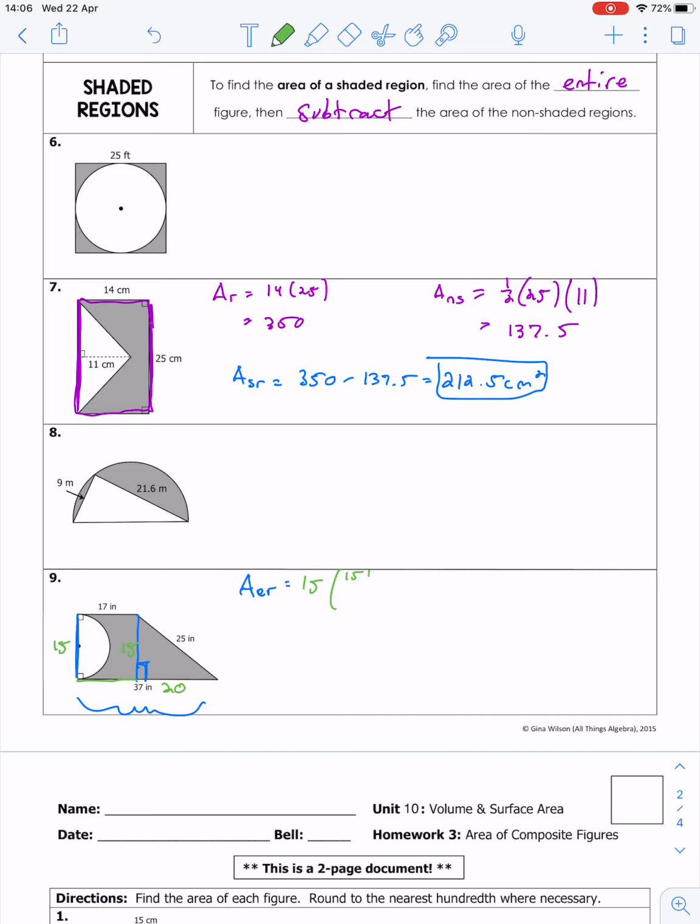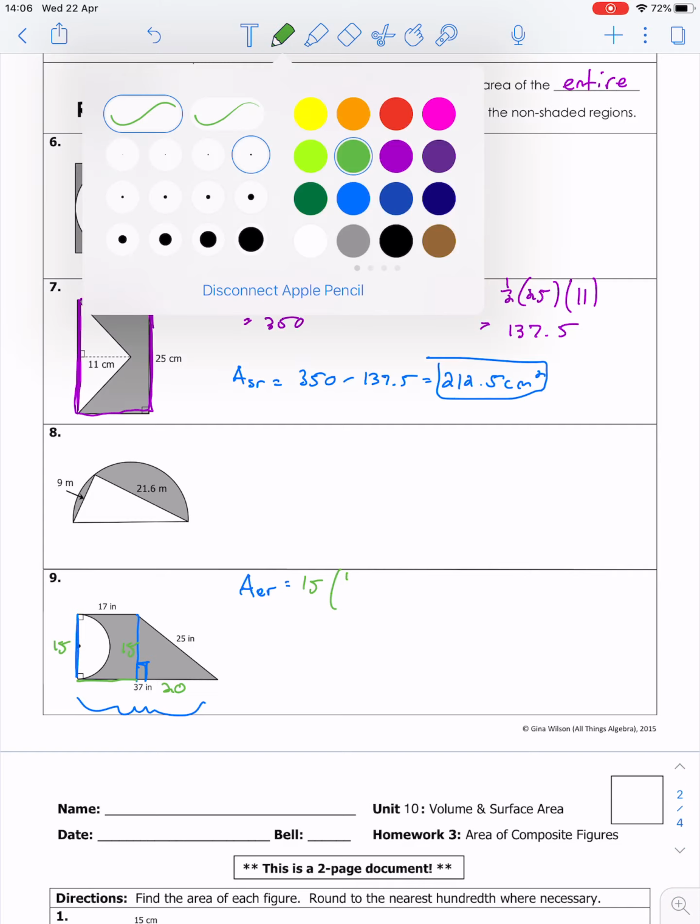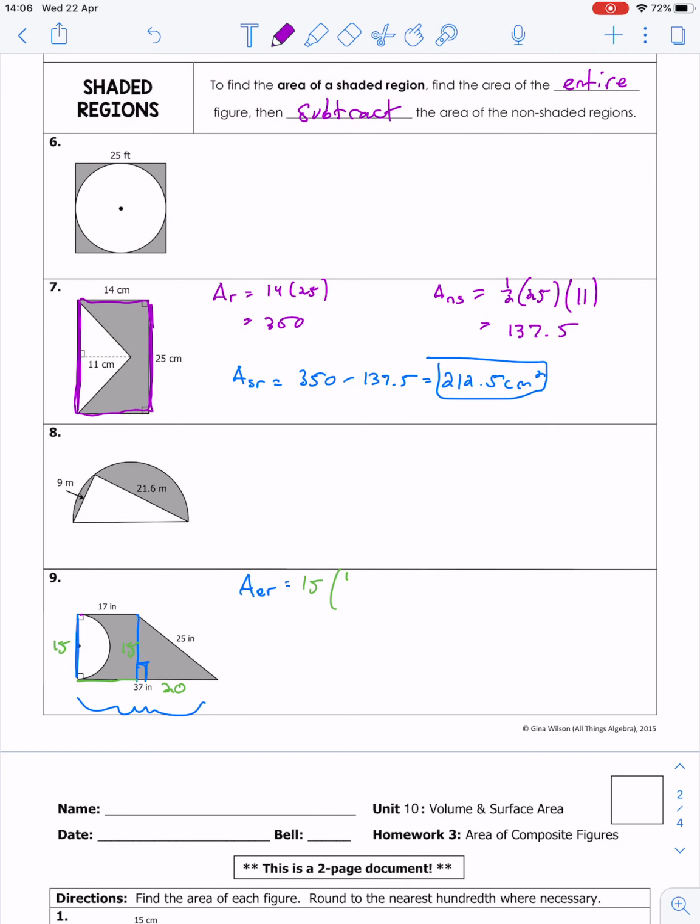Oh, sorry. The bases of our trapezoid are here and here, because this is our trapezoid. So the bases are parallel. So remember, a trapezoid is a quadrilateral with one pair of parallel sides. So those are obviously the parallel sides. So we get 17 plus 37 all over 2, times the height 15. So remember that we're doing the area of the entire region. So that is going to give us 405.